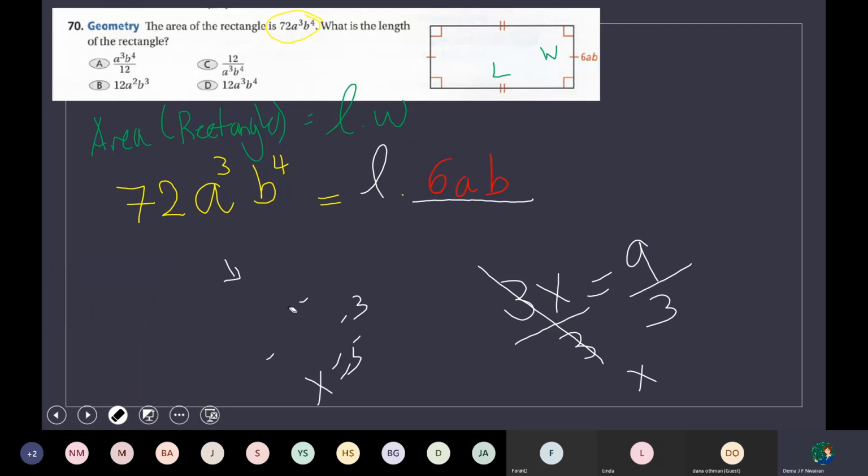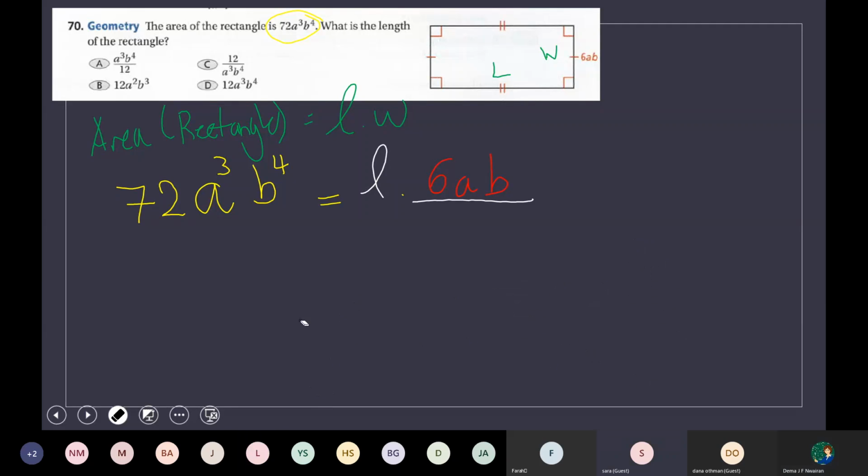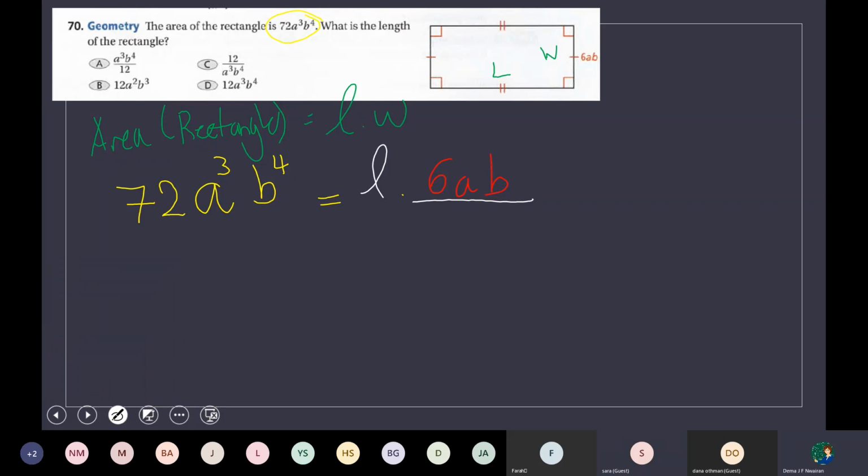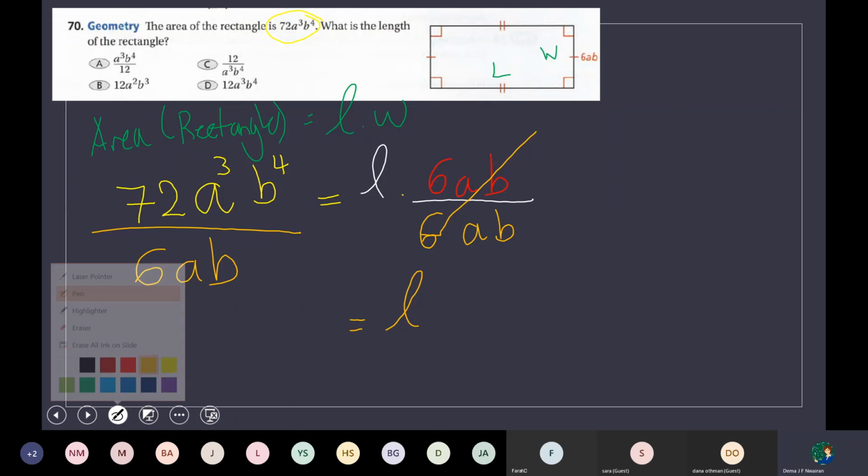Now back to our lesson here. It is A or B or C or D. So, no, wait, not A, or B, or C. Wait, we have to continue. Now, L, my variable, which is L, is multiplied by 6AB. So I will divide into 6AB and also here into 6AB. So, L is equal to.